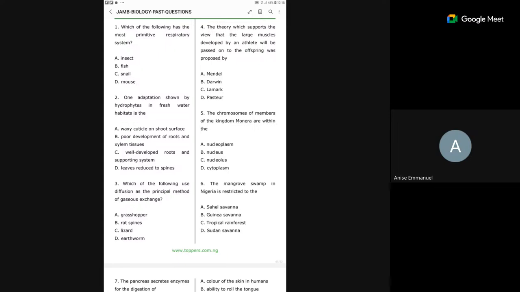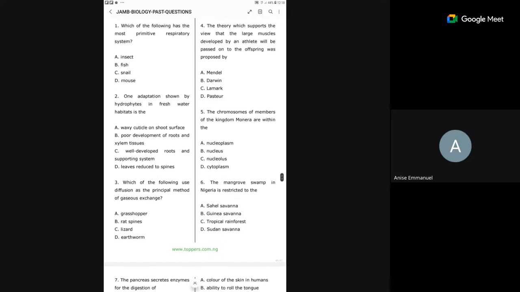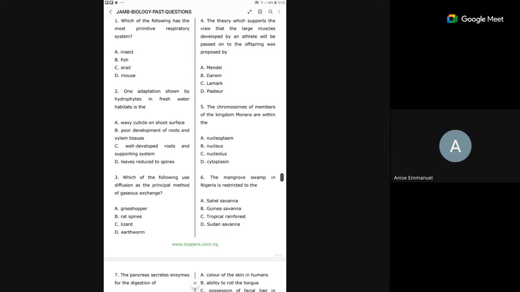So the answer now lies between insect and snail. Insects are members of the phylum Arthropoda, while snails are members of the phylum Mollusca. Now talking about these two, insects have a more primitive respiratory system compared to snails. So the answer here is what? It is insects. The answer is option A. So can we go on?